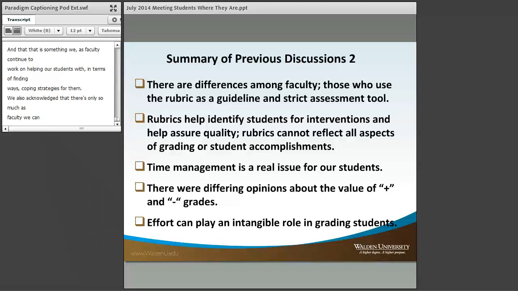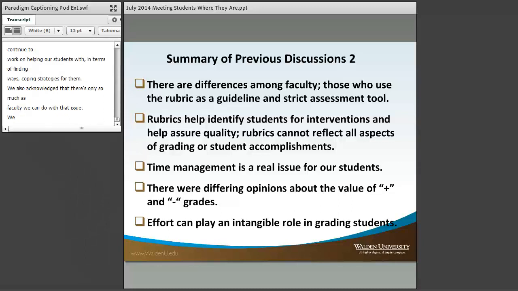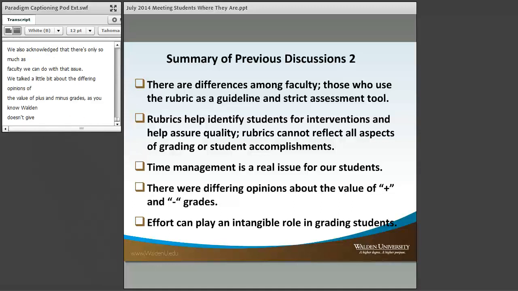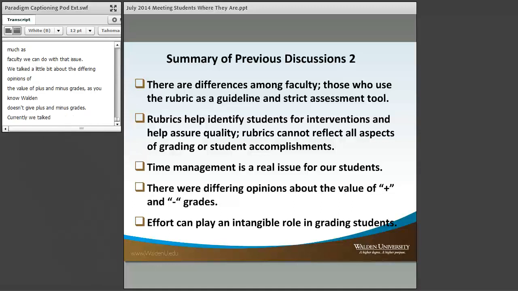We talked a little bit about the differing opinions of the value of plus and minus grades. As you know, Walden doesn't give plus and minus grades currently. We talked a little bit about whether or not that would be useful, and if so, why. And then the reality that oftentimes we try to grade students objectively, but we all know that some subjectivity comes into play, particularly around student effort.